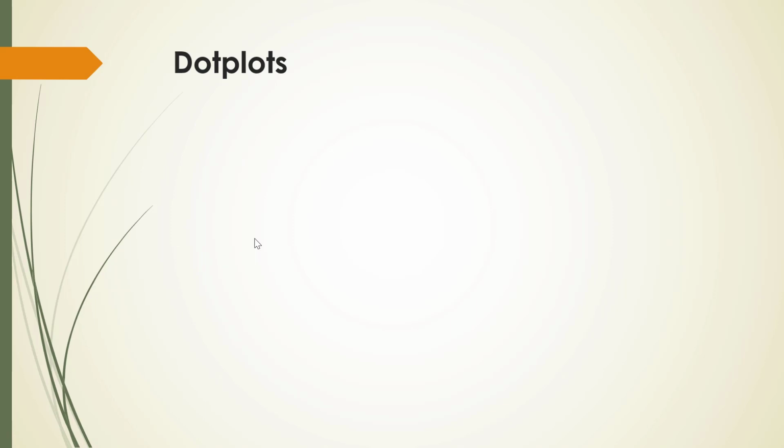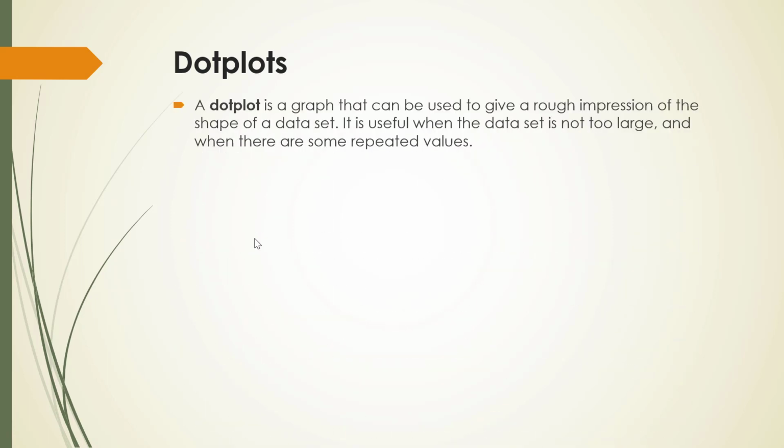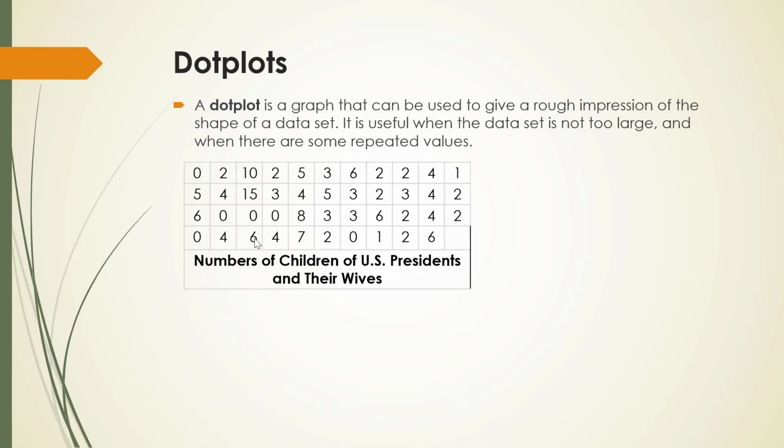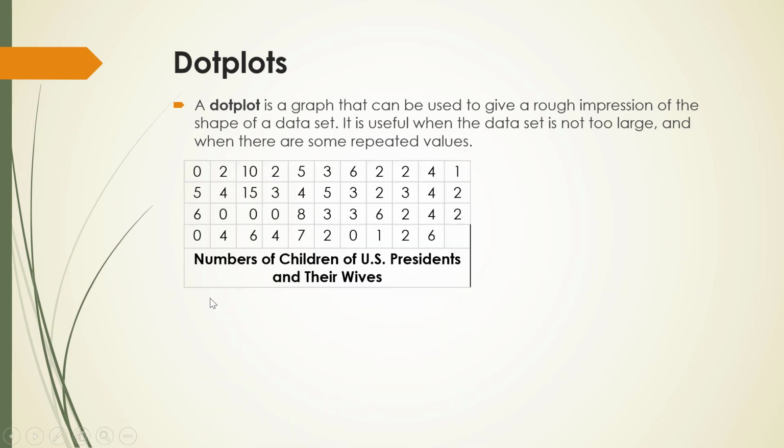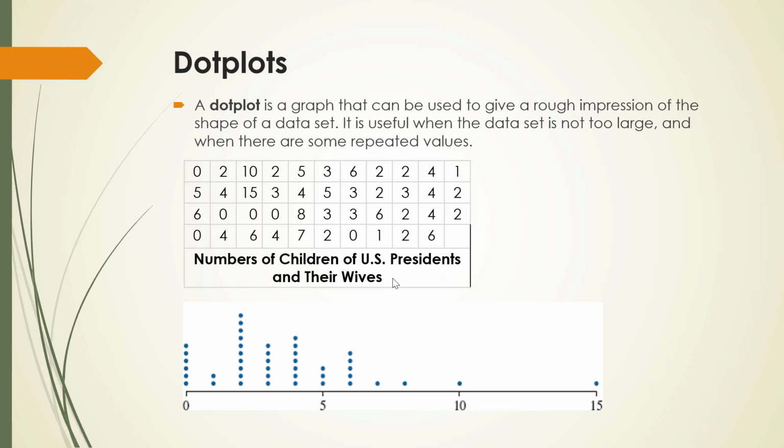Now we go to dot plots. A dot plot is a graph that can be used to give a rough impression of the shape of a dataset. It is useful when the dataset is not too large and when there are some repeated values. For example, this is the number of children of U.S. presidents and their wives. So to construct the dot plot, we mark the numbers on a horizontal line. And then for each number up here, we mark one dot.